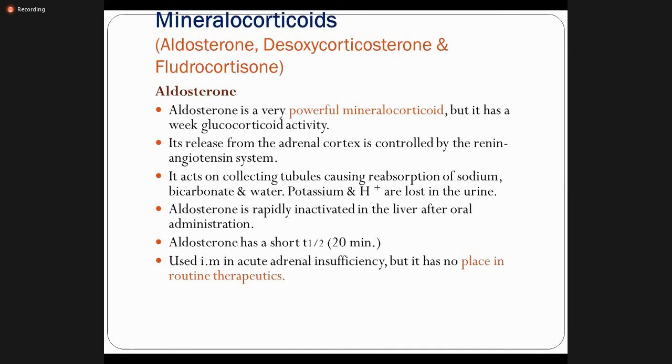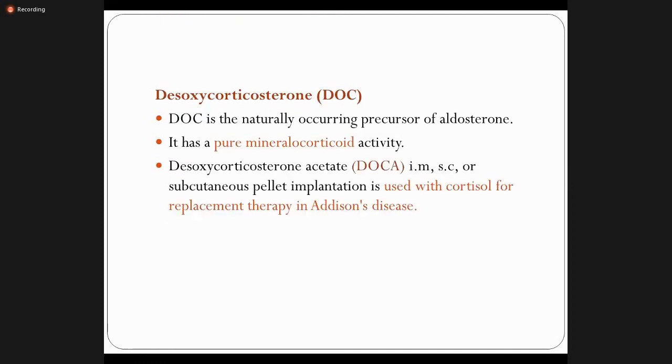Aldosterone is rapidly inactivated in the liver after oral administration. It has a short half-life, around 20 minutes, so it is used intramuscularly in acute adrenal insufficiency, but it has no place in routine therapeutics. Desoxycorticosterone is the naturally occurring precursor of aldosterone. It has pure mineralocorticoid activity, and desoxycorticosterone acetate, intramuscular, subcutaneous, or as subcutaneous pellet implantation, is used with cortisol for replacement therapy in Addison disease.